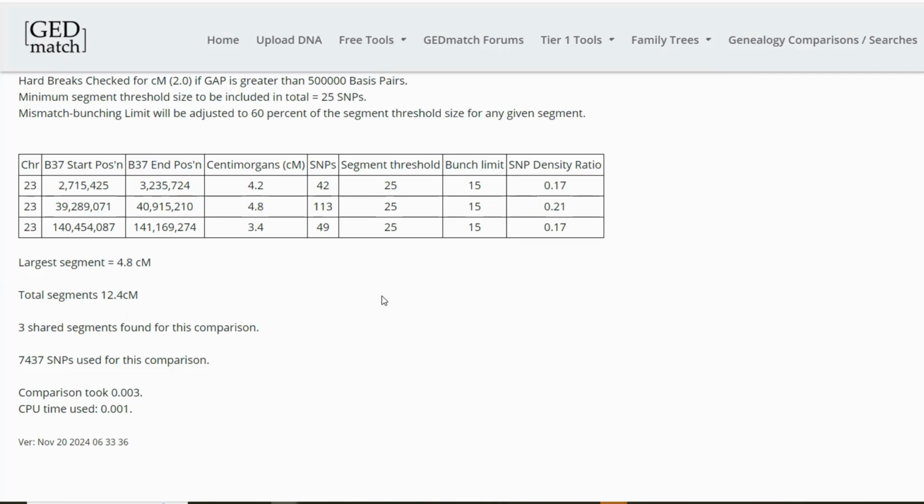Hey, cousin. So, Rodney, cousin, yes, Rodney. I see the largest segment is 7.2 centimorgans. I don't know what that is, and then it says total half mass. Hey, that cell is big. That is the measurement, Rodney. Can I just say this?